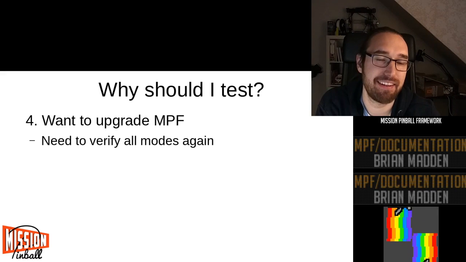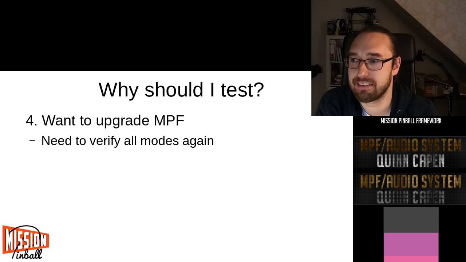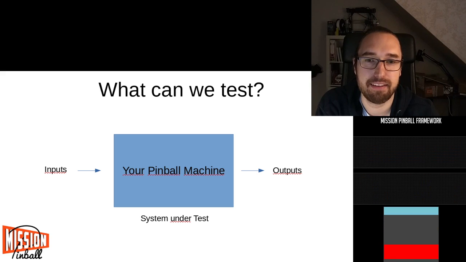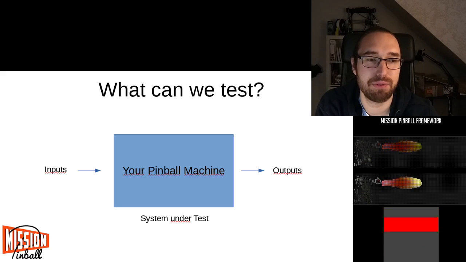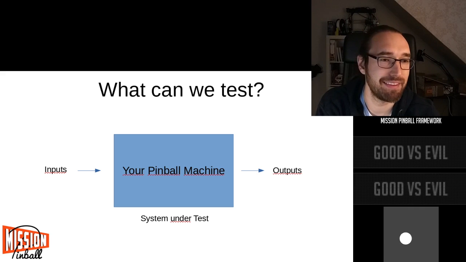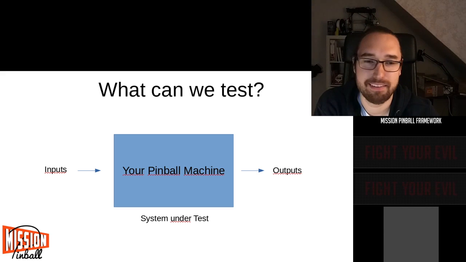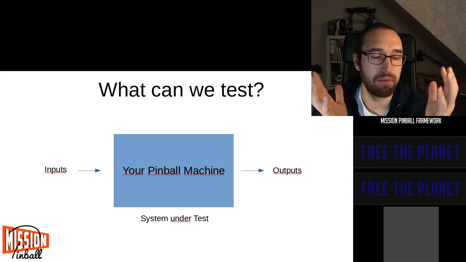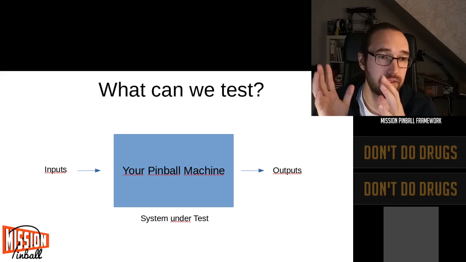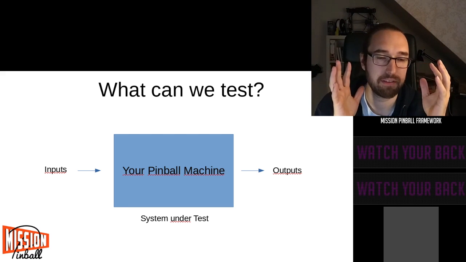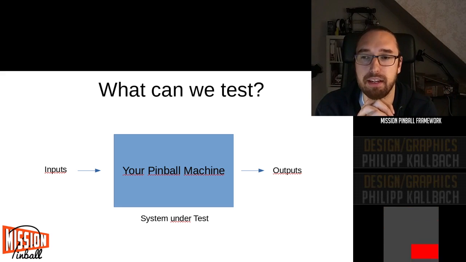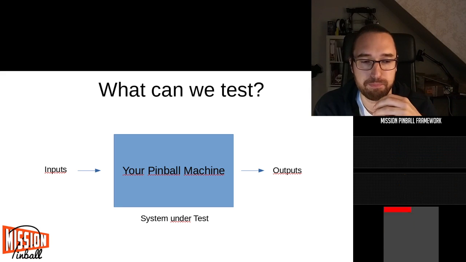So next on the agenda is, what can we actually test? And I brought a little bit of computer science theory here. It's not very complicated. And if you had any CS classes, you probably know that picture. It's basically how you unit or integration test stuff. You've got a certain set of inputs. You've got a system under test. This is your pinball machine, or the software of your pinball machine here. And you've got a certain set of outputs.